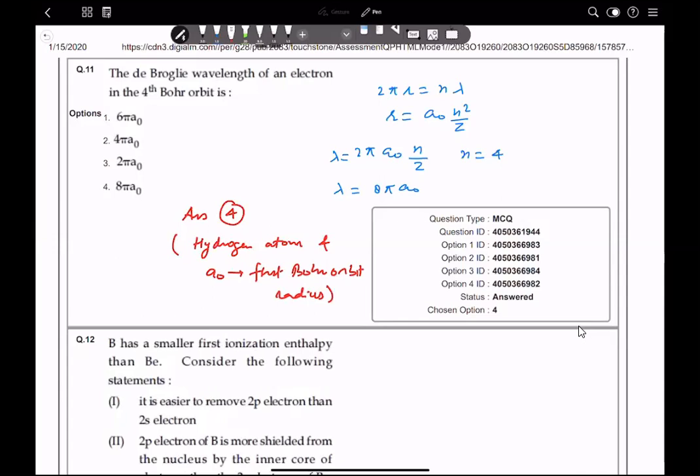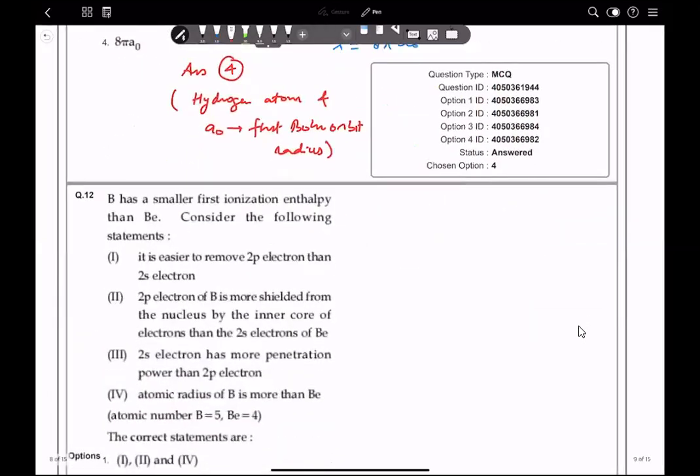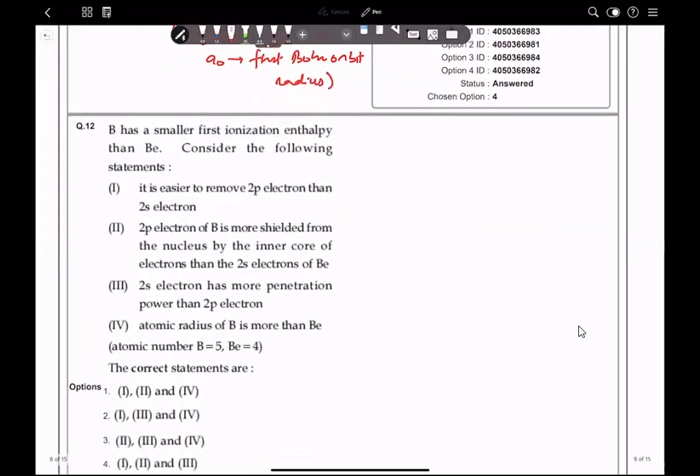Next one is given: boron has a higher first ionization enthalpy than beryllium. Consider the following statements. So it's given it is easier to remove 2p electron than 2s electron. What we'll do first, you write down the configuration. Boron configuration is 1s2, 2s2, 2p1, and beryllium configuration is 1s2, 2s2. So definitely it is easy to remove an electron from 2p. That's why the first ionization energy of boron will be less than that of beryllium.